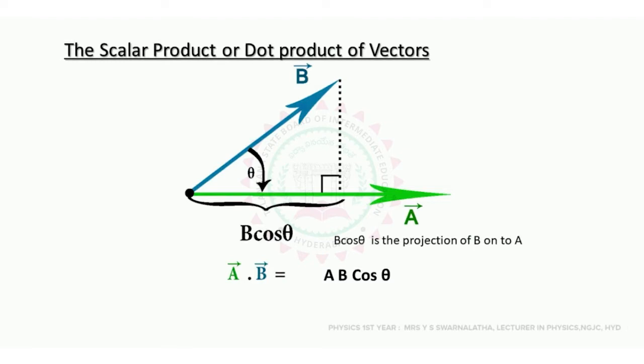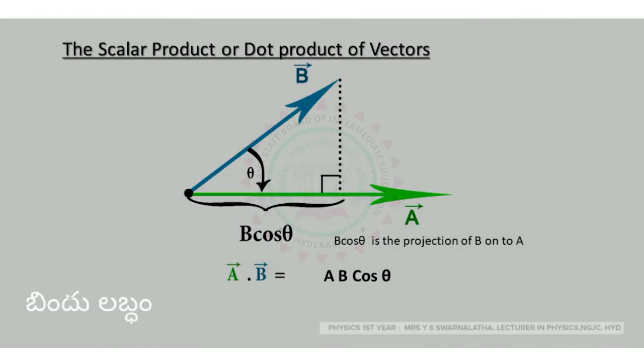Likewise, if we take the vice versa, that means the projection of A on B bar and multiply it with the magnitude of B bar, we get the same answer. The projection of A bar on B is A cos theta and the magnitude of B bar is B. Multiplying these two, we get AB cos theta. In both situations, we get the same result.